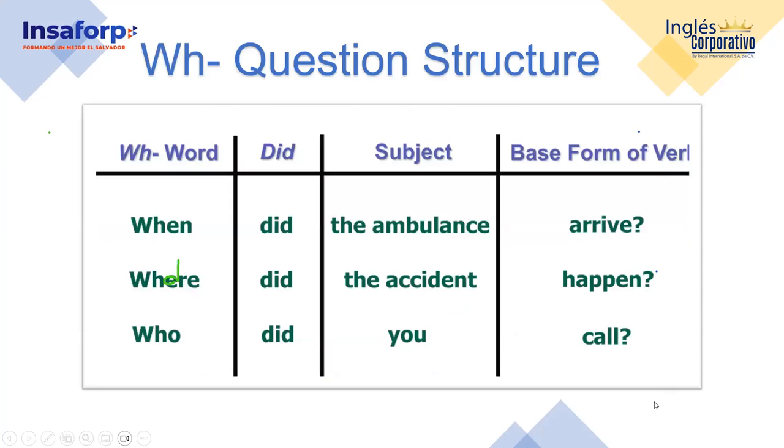This is like a very relaxed structure. It is exactly the same. We have the WH word. Then we have the auxiliary. We have the subject. And finally, I have the verb. When did the ambulance arrive? Where did the accident happen? Who did you call? Three different questions with the structure of simple past tense.